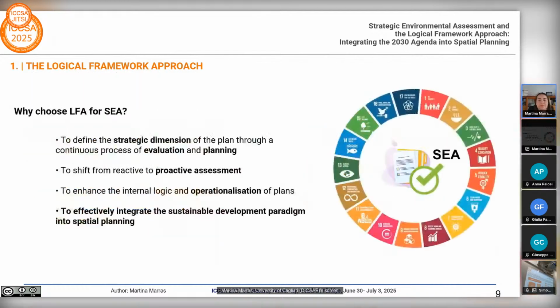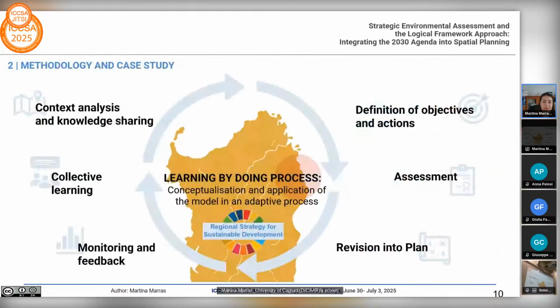In this specific case, the question is: why choose LFA for SEA? To define the strategic dimension of the plan through a continuous process of evaluation and planning, to shift from a reactive to a proactive assessment, to enhance the internal logic and operationalization of plans, and of course, to effectively integrate the sustainable development paradigm into spatial planning. So the research was conducted through a learning-by-doing process, which made it possible to elaborate the theoretical framework while applying it in practice within a dynamic and flexible cycle of learning and adaptation.